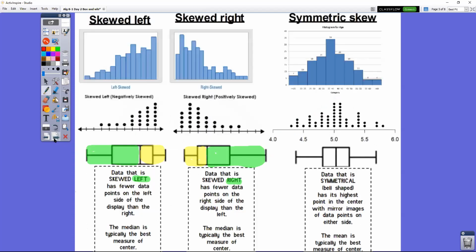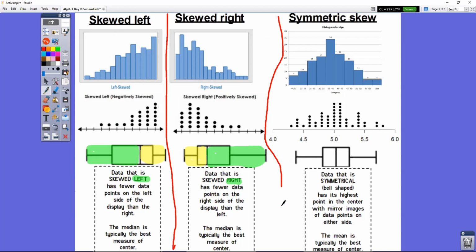We'll see more examples. So this is a slide, again, that you're going to want to look at a lot and refer back to. I actually put one of this slide in your resources folder in your Algebra Schoology page. I also put it in today's notes, all right, in today's folder. So skewed left, these are all examples. These are split right down the middle here in 3 sections.